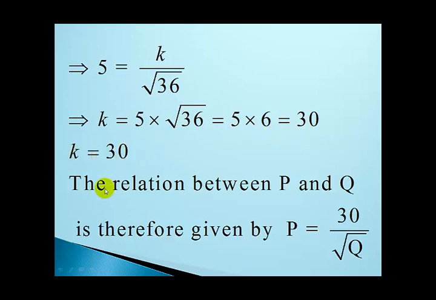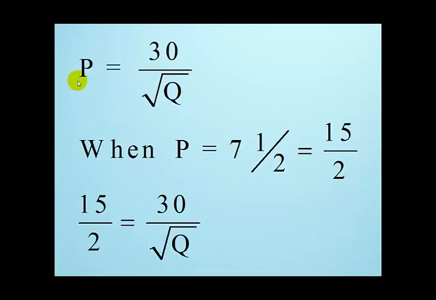Now the relation between p and q is therefore given by p equals, instead of k over the root of q, now k has given us 30. So it's given by p equals 30 over the root of q. Now, with p equals 30 over the root of q, we are asked to find q when p is equal to 7.5.